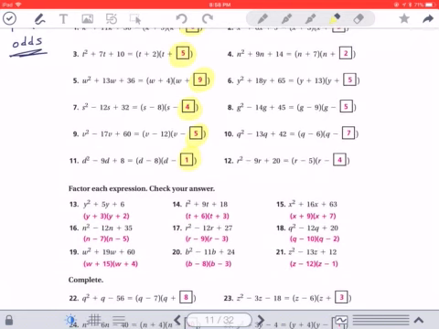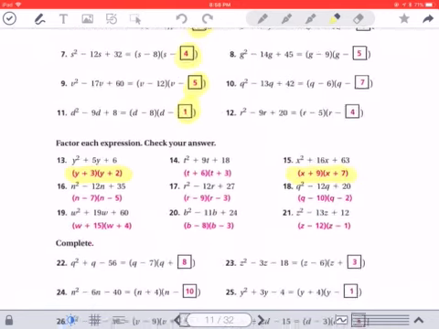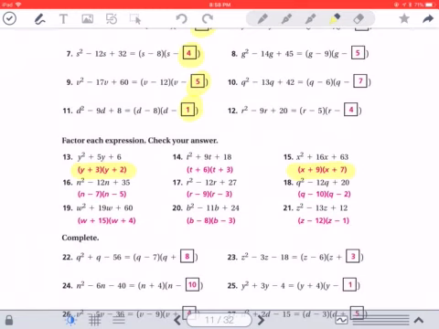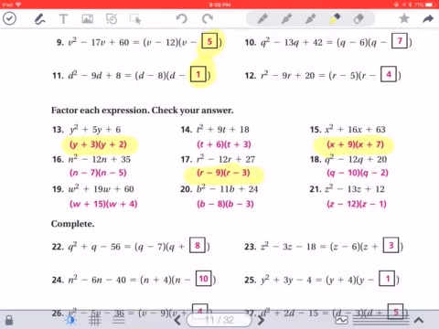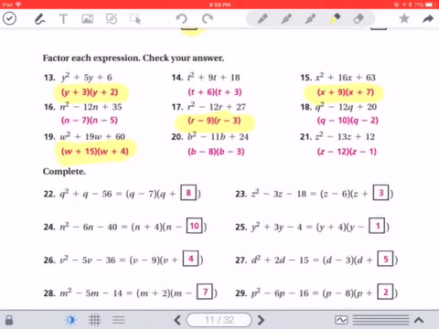Number 13, that's going to factor into y plus 3 times y plus 2. Number 15 is going to be x plus 9 times x plus 7. Number 17 is the quantity of r minus 9 times the quantity of r minus 3. You can say it with that word, quantity. Number 19, w plus 15 times w plus 4.